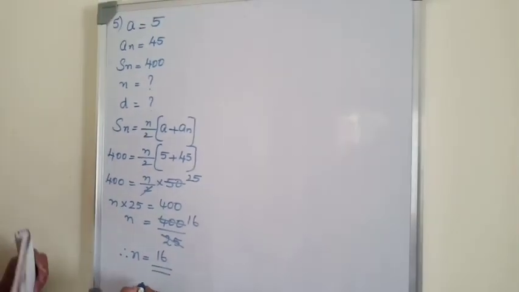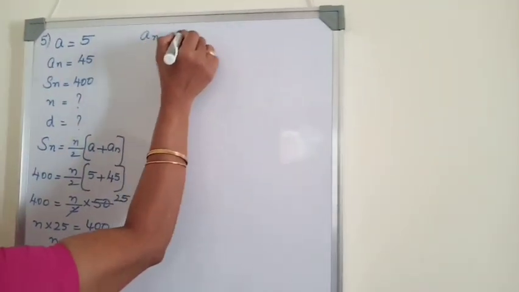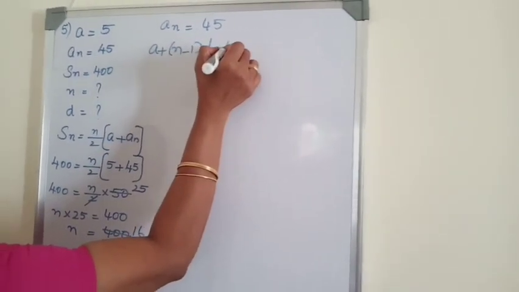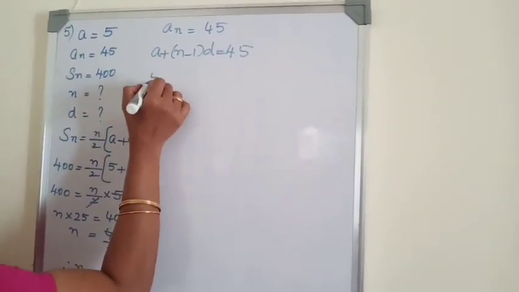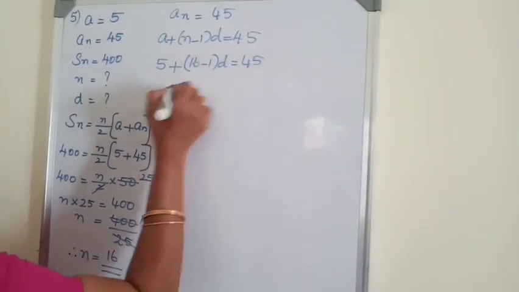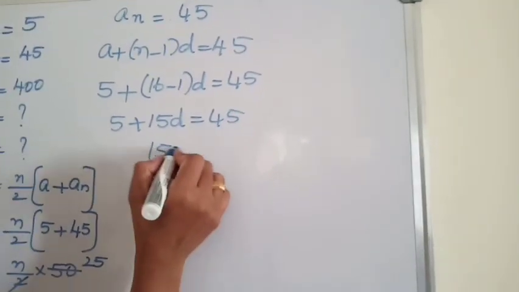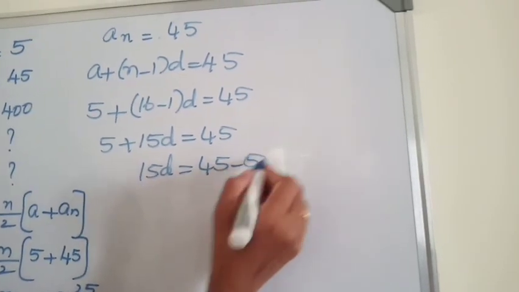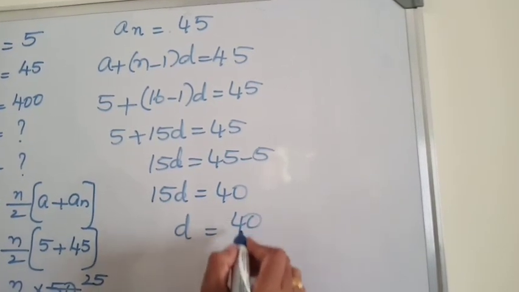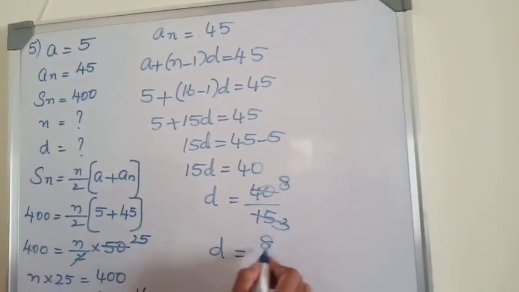After getting the value of n, we have to find the value of d. So we'll use the an formula. an equals 45. a plus n minus 1 into d equals 45. a is 5, n is 16. 5 plus 15d is equal to 45. 15d is equal to 45 minus 5. 15d equals 40. d equals 40 by 15. 5 3s are 15 and 5 8s are 40. d equals 8 by 3.